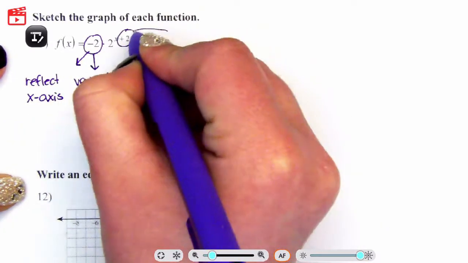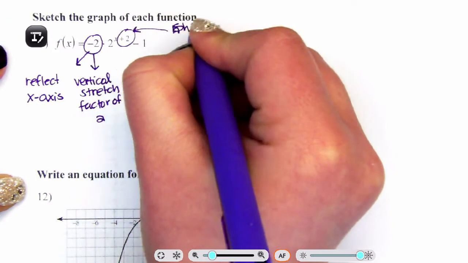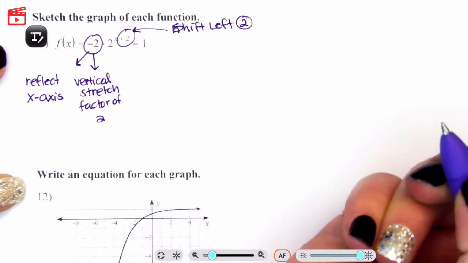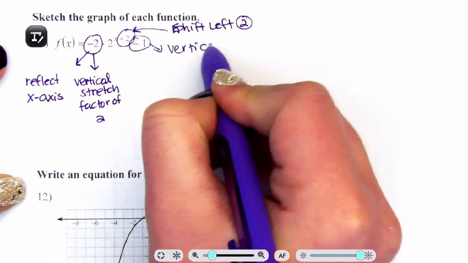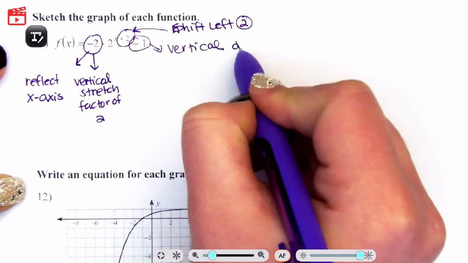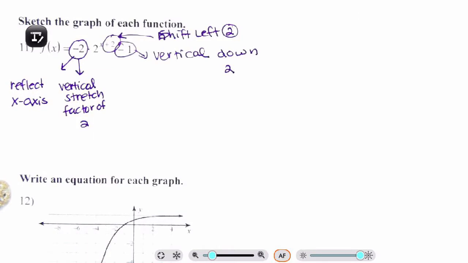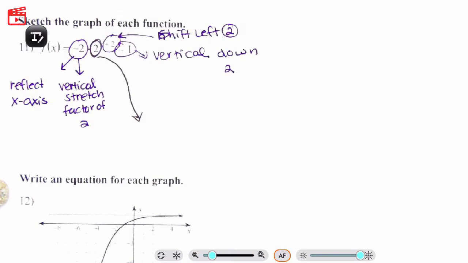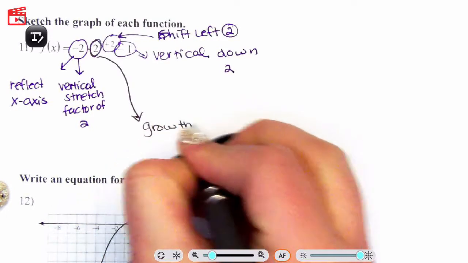Here we have our h, which is our horizontal shift. So we have, you can say, shift left 2, since left is horizontal. And then the last one is we have a vertical shift down 2. Now, if you look at the b value, or this value right here, this will tell you if you have a growth or a decay function. In this case, we have 2, so this is your growth function.